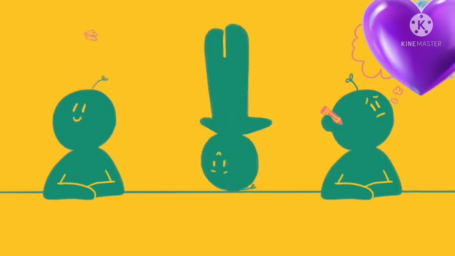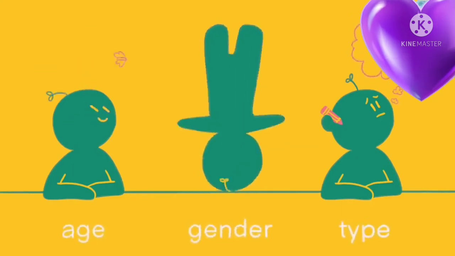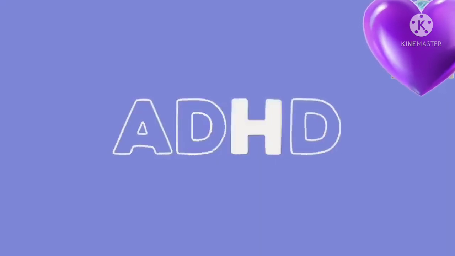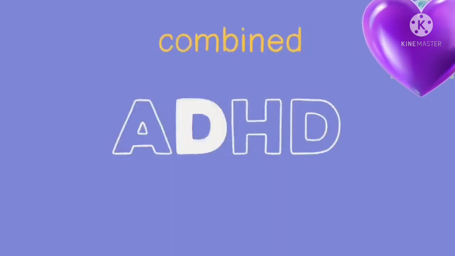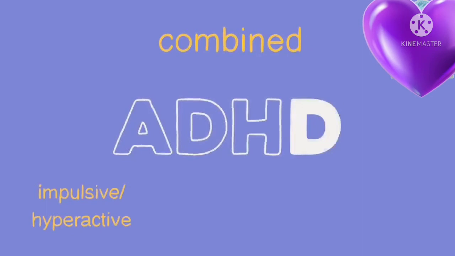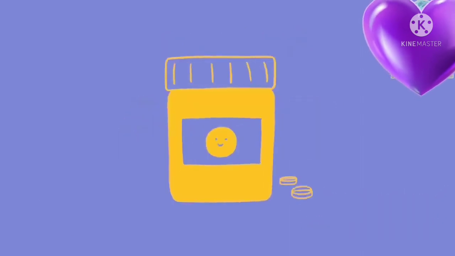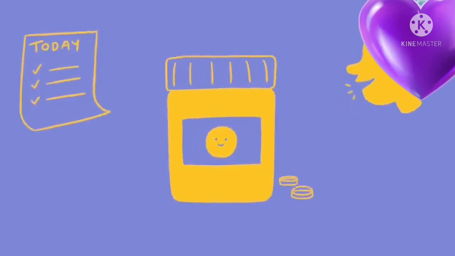An individual's symptoms vary depending on their age, gender, and type of ADHD. Did you know there's actually 3 recognized types of ADHD? They're ADHD combined type, ADHD impulsive hyperactive type, and ADHD inattentive and distractible type. Most people think meds are the only way to control ADHD. But many people diagnosed with the disorder find relief by using a combination of medications, life coaching, education, and talk therapy.